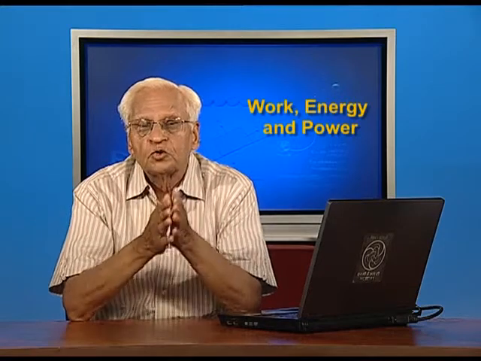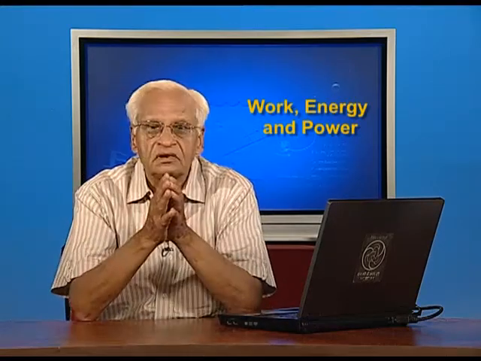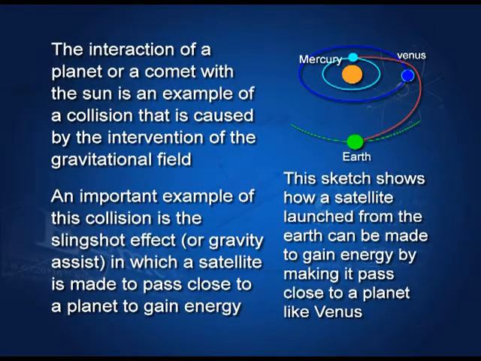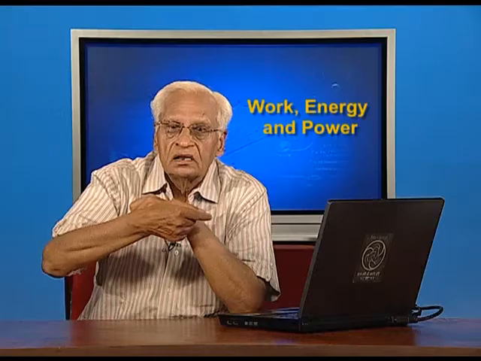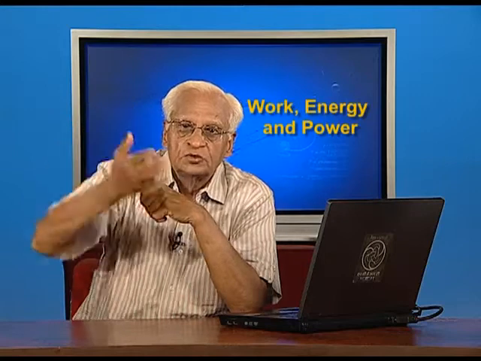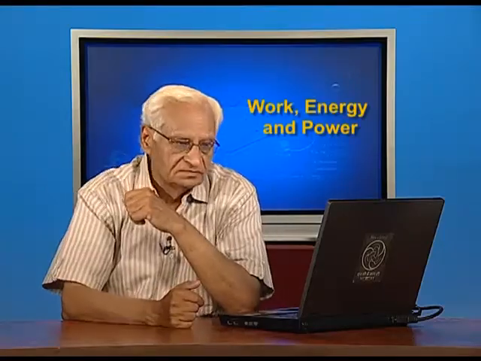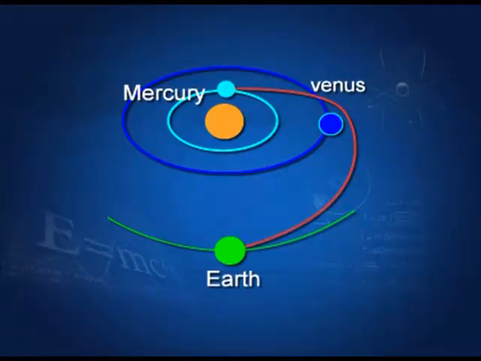In the case of electron and proton, through the electromagnetic field. They could also interact through gravitational field, and one important example of this kind of interaction is the slingshot effect. You have heard that the missiles or satellites launched from the earth are guided to another planet, so that they pass around that planet at a very short distance and gain energy. This is shown in this sketch. A satellite is launched from the earth, it passes around Venus, a very short distance from Venus, and in doing that it gains energy, so that it can continue on its path.